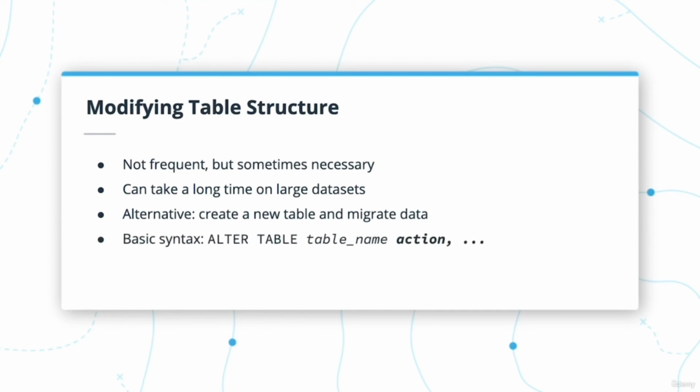That being said, here's the basic syntax. Whereas creating a new table is done with the create table statement, and you can create multiple columns when you're creating your table, modifying a table structure is done using the alter table statement, followed by the name of the table, and followed by an action that you want to do on that table. So I've prepared some examples for us to go through.